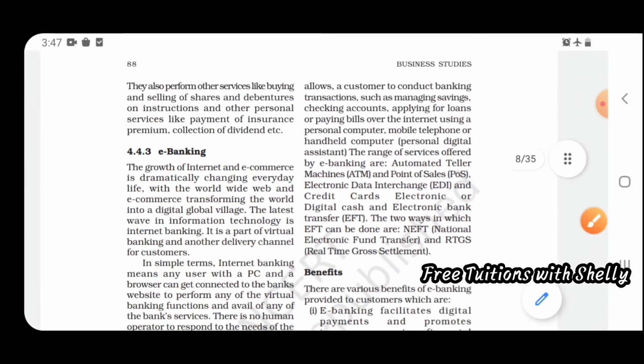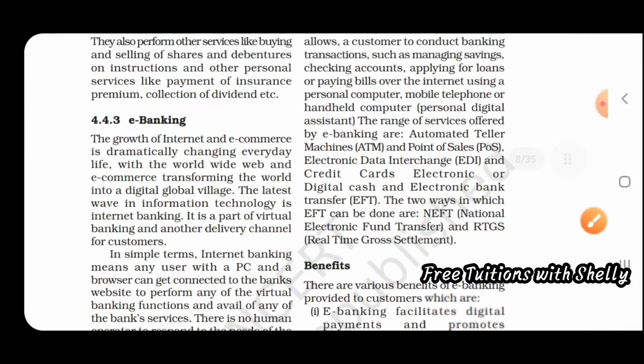Now we are going to look at e-banking. E-banking is nothing but the electronic form of banking. That is, now the world has changed everything into the online world. So businesses are being carried out online. So this is what is known as e-banking.